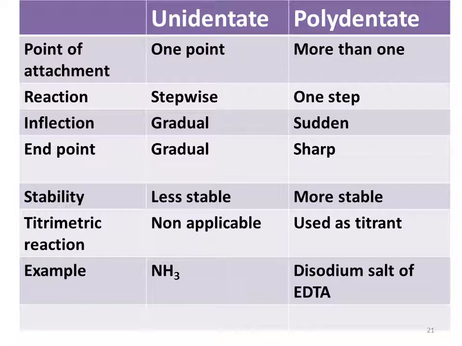This is a simplified table which gives you a quick comparison at different points between the unidentate and the polydentate, taking up the point of attachment, the reaction, how it will be, the inflection of the titration curve, endpoint, stability of the formed complex, titrimetric reaction, and of course some examples.